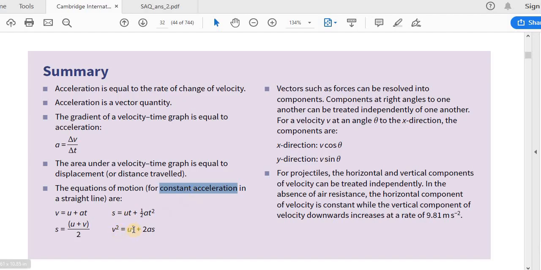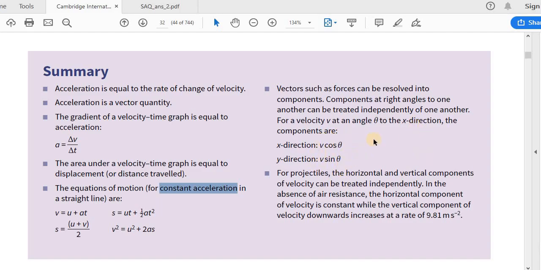And we can't use these equations, because they can be used only when the acceleration is steady, or constant, or uniform, in other words. Then vectors such as forces can be resolved into components. Components at right angles to one another can be treated independently of one another. For a velocity v at an angle theta to the x direction, the components are this. So we get this using trigonometry.